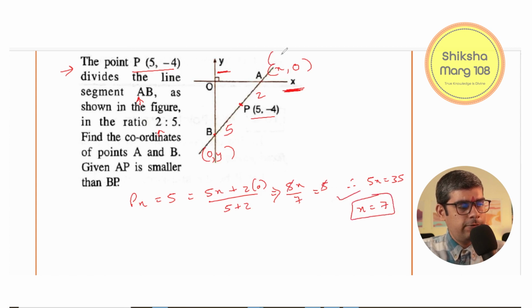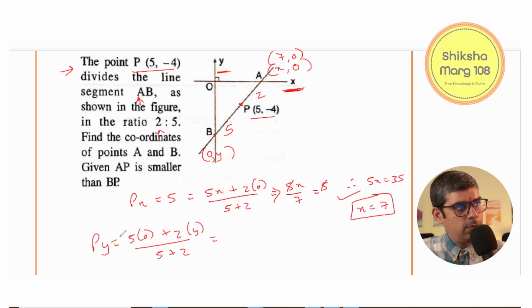We got the x coordinate of A, which is 7, and the y coordinate is 0. Let's do that for B to find the y coordinate. So Py is equal to 5 times 0 plus 2 times y, the whole upon 5 plus 2, and the Py value happens to be minus 4. So 5 plus 2 is 7. 7 times minus 4 is minus 28, and this is 5 times 0, 0, 2y. So 2y equals minus 28, y equals minus 14. That's quite straightforward. So that's 0 and minus 14.